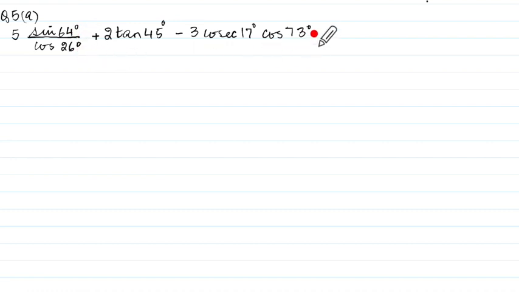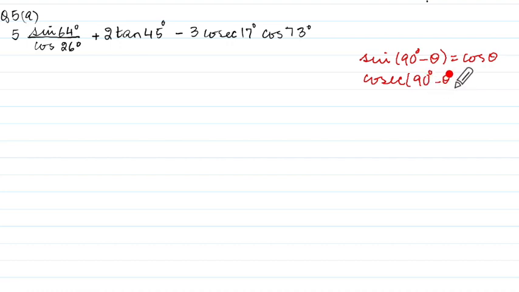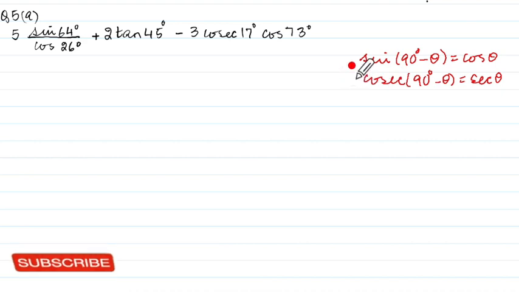These are complements of each other, these are complements of each other, which means we are going to use sine 90 degrees minus theta is equal to cos theta, and we are going to say for this cosec 90 degrees minus theta, and that is equal to sec theta. So we already know these rules. Let us see how we apply them.